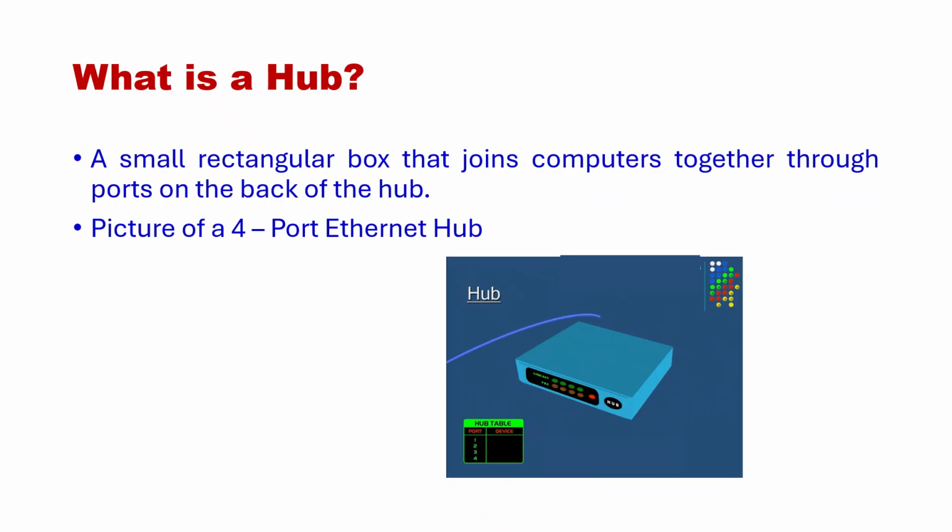So first let us see what is a hub. A hub is nothing but a small rectangular box that joins computers together through ports on the back of the hub. Here we have shown an example of a 4-port hub where we have 4 ports where we can connect 4 different PCs, or you can also connect 4 different devices to this particular hub.